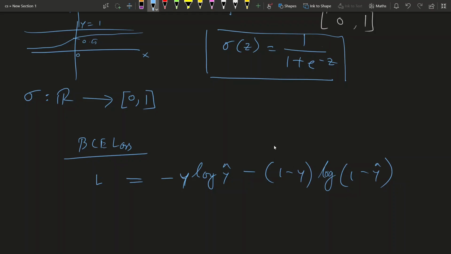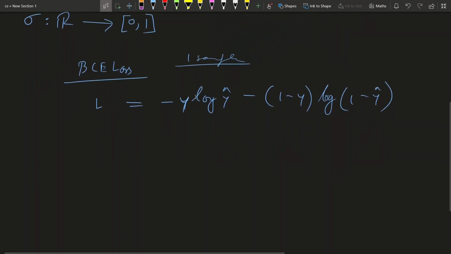This is for only one sample. If you want to take the whole dataset into consideration, then just take the mean of it, which is basically the expectation of this whole thing. I mean, sum them up and then divide by the number of data points. So that is our BCE loss.